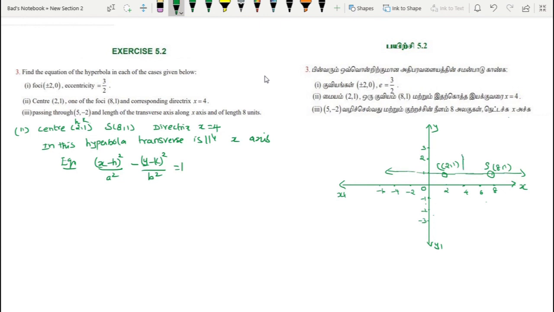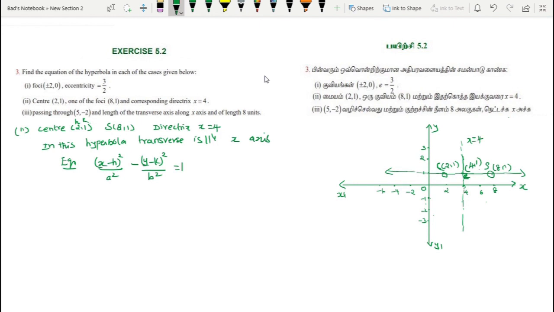So this is the line x equal to 4. x equal to 4 is the directrix of this hyperbola. So this is the point Z. So what is Z? This point is 4, then this is 1, so 4 comma 1 is Z. This is the center, 2 comma 1.